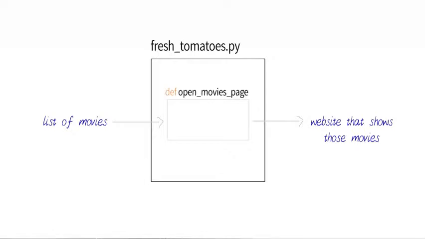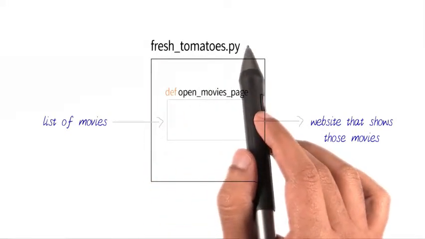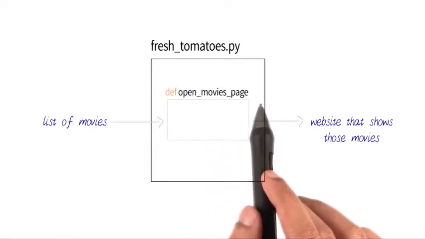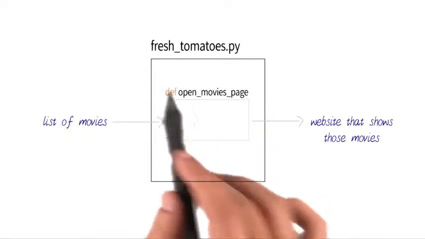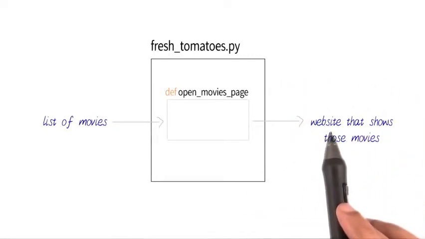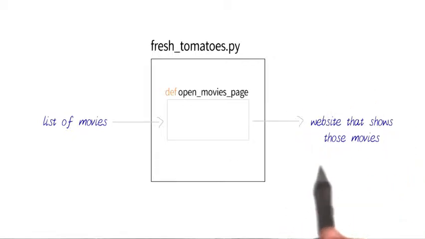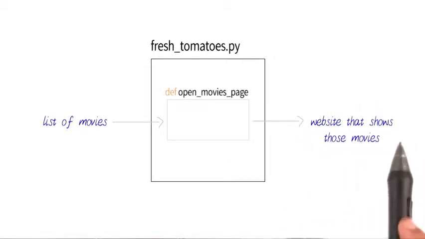Now, I want you to recall that this file, freshtomatoes.py, had a function inside it called open_movies_page. This function receives a list of movies and then creates and opens an HTML file or a web page that showcases those movies. By the way, it stores this HTML file in the exact same folder as all of your other movie program files. So let me go to that folder now.